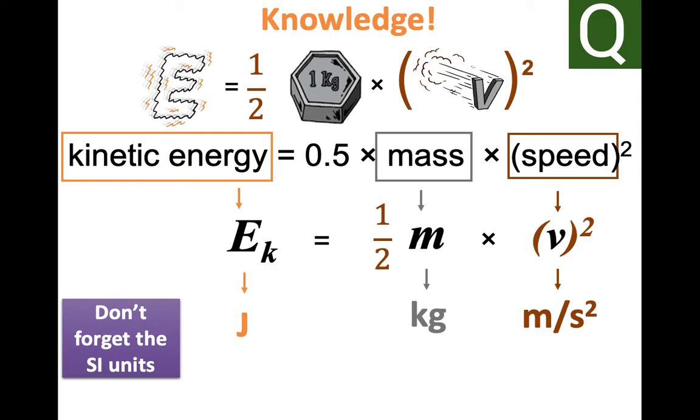The SI units, or scientific units, are joules for energy, kilograms for mass, and speed is measured in meters per second. Please don't forget that speed is calculated by distance divided by time taken. This can be reviewed in a previous video.